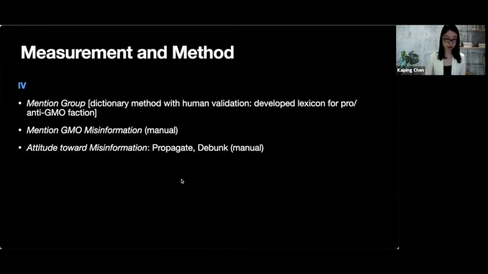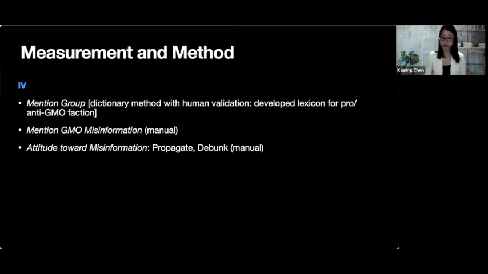So here are our main variables. For the independent variable in this paper, we perform computational and manual content analysis on these posts. So the first variable is whether a post uses group reference language or not. So whether they use anti-faction language or pro-faction language or not.